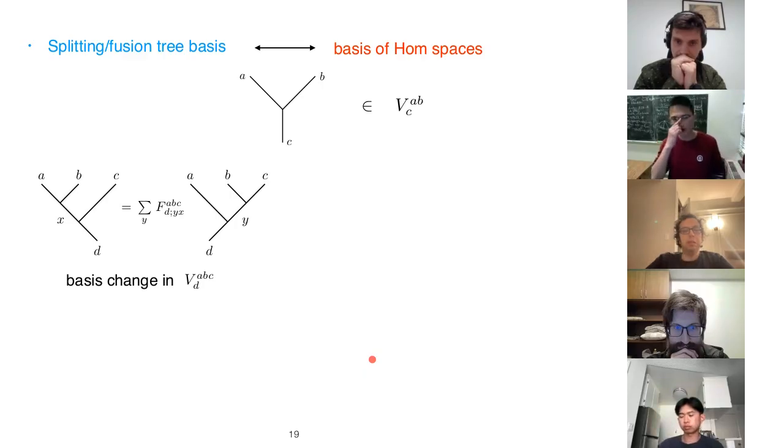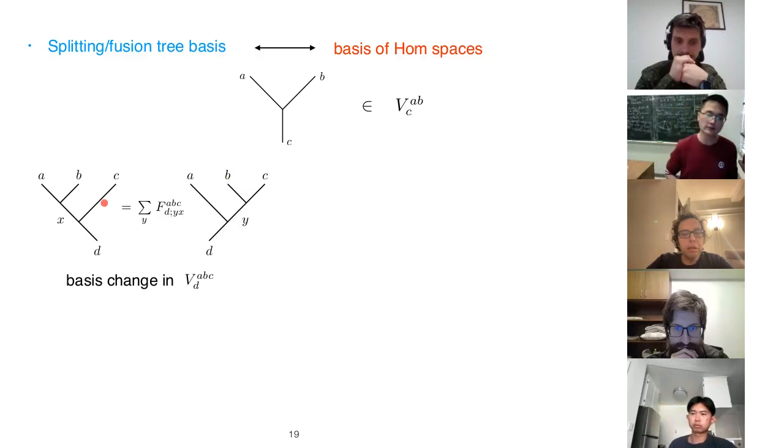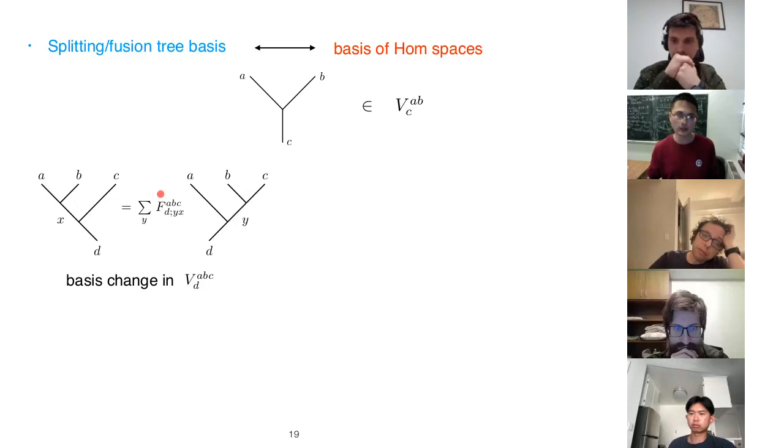Then we can consider more processes involving more than two anyons. Let's say we start from an anyon D. We split D into some intermediate anyon X and C, and continue to split X into A and B. Alternatively, we can split D into A and some intermediate anyon Y, and continue to split Y into B and C. These two ways of splitting give us two bases of the state space of three anyons, A, B, C, and they are related by a change of basis matrix. We call the entries of this matrix the F symbols.